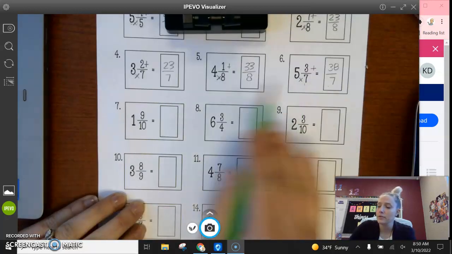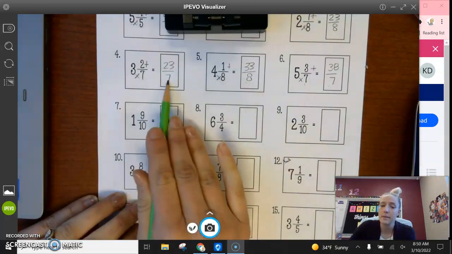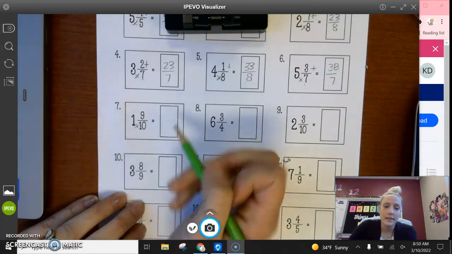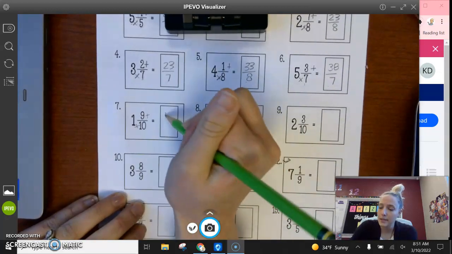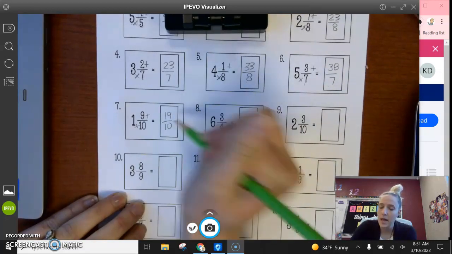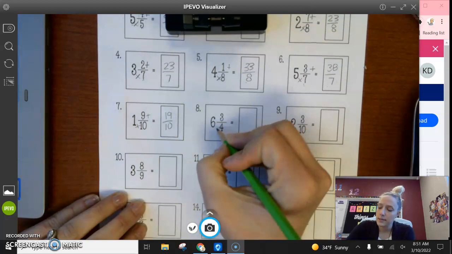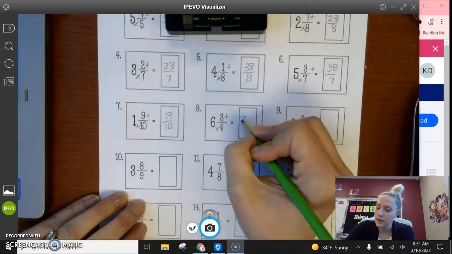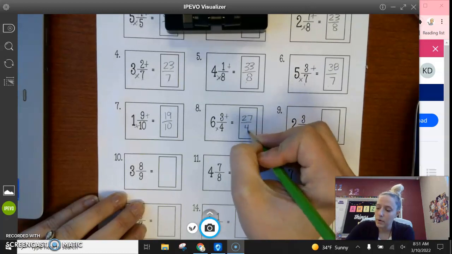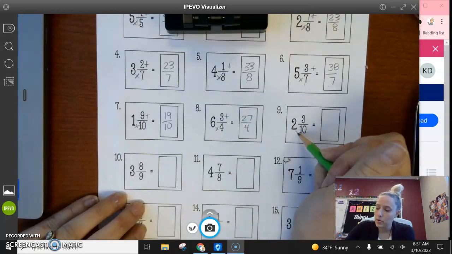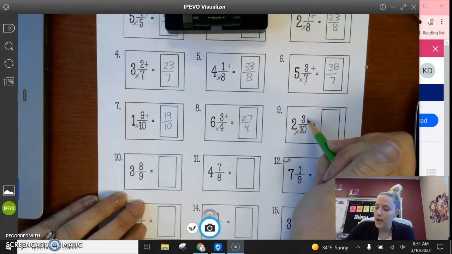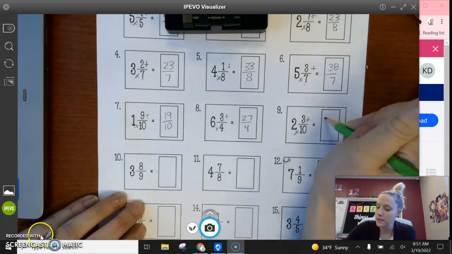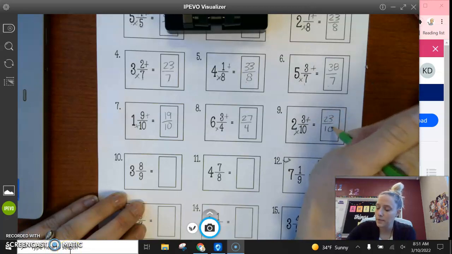Remember those denominators, if you notice, they're all staying the same. Okay? 1 group of 10 is 10, plus 9 is 19 over 10. 6 groups of 4 is 24 plus 3, 27 over 4. 2 groups of 10 plus 3. 2 groups of 10 is 20 plus 3 is 23 over 10.